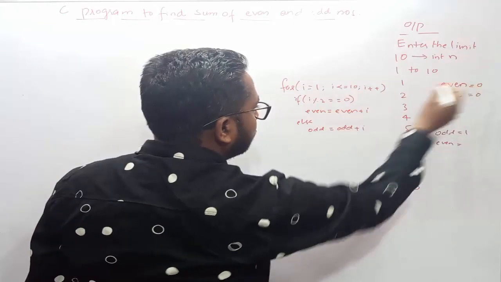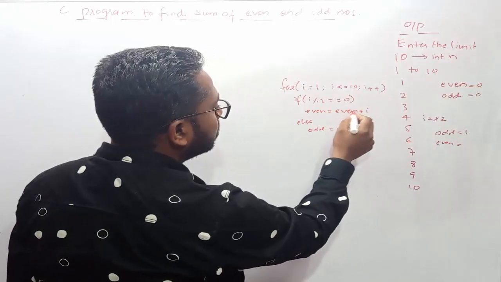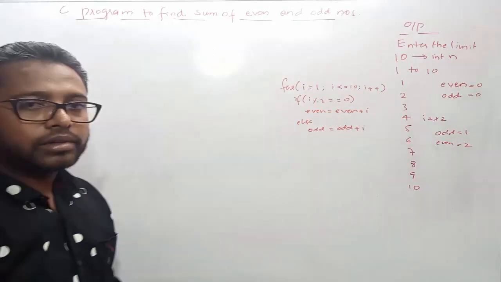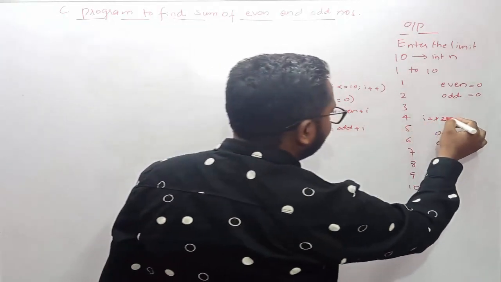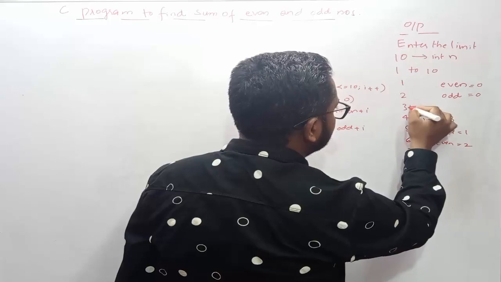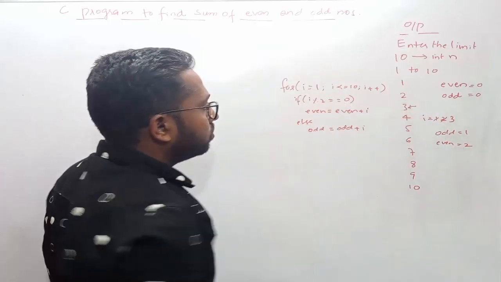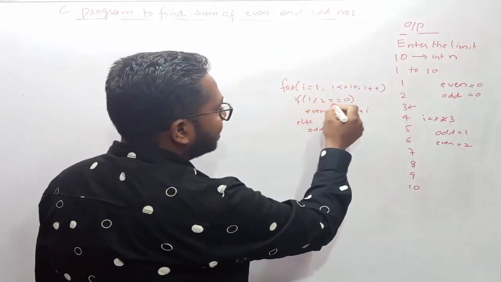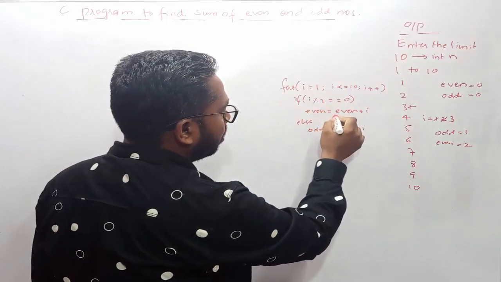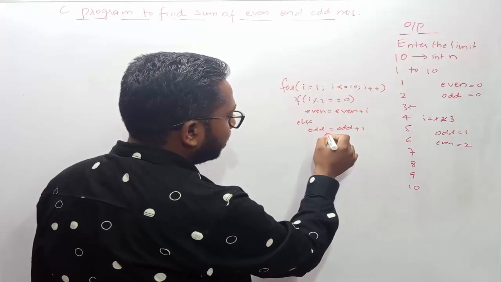E1 is 0, so 0 plus 2, so 2 gets stored inside E1. Okay, now I gets incremented by 1 again. Now the I value becomes 3, which means this 3 mod 2. Yes, in this operation I will get the remainder. So when you get the remainder, then this block will not get executed, this block will get executed.